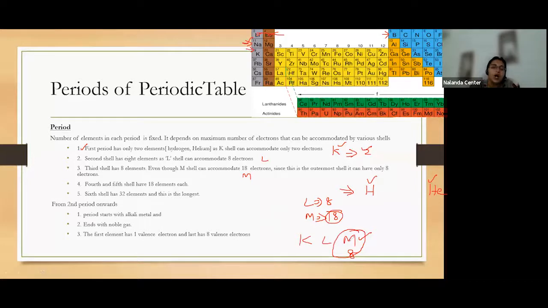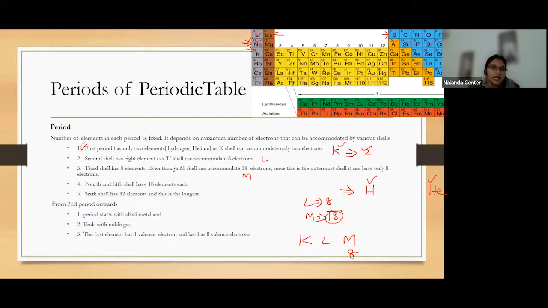So sodium will have electrons till M. Even though M is capable of accommodating 18 electrons, if N comes after it, then M has permission to go up to 18. But if M is the outermost shell and N is not there, then only 8 electrons are permitted in the M shell. That is why the third period has only 8 elements. Are you clear with this?